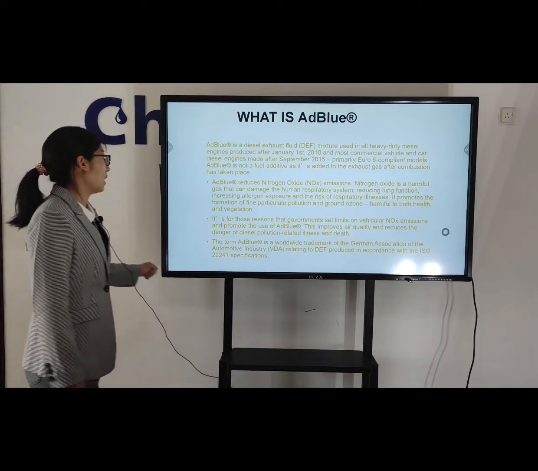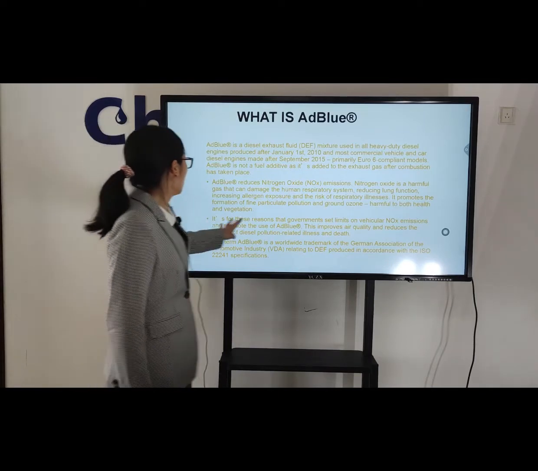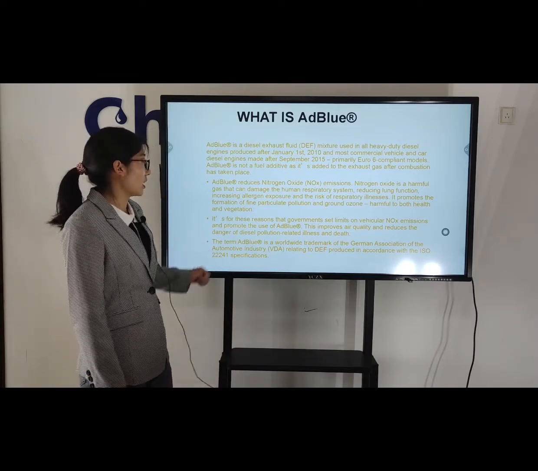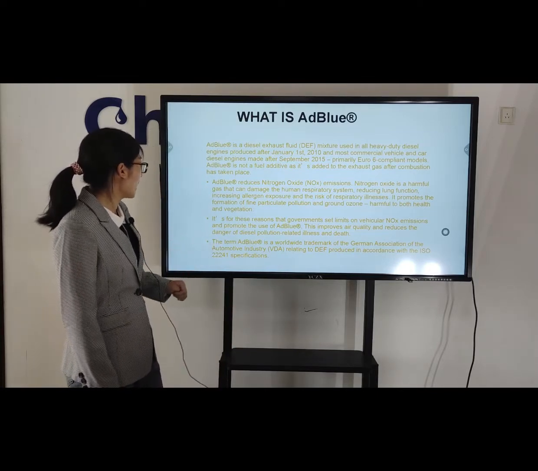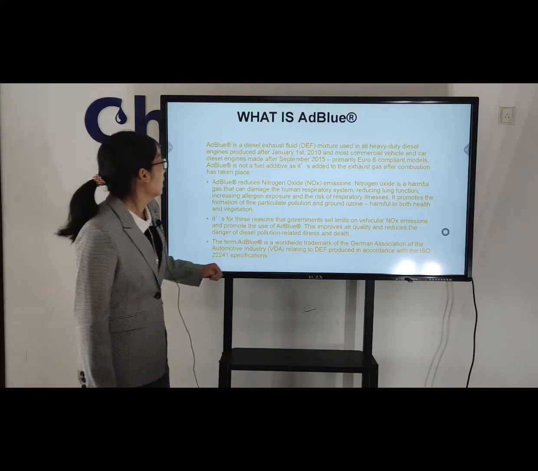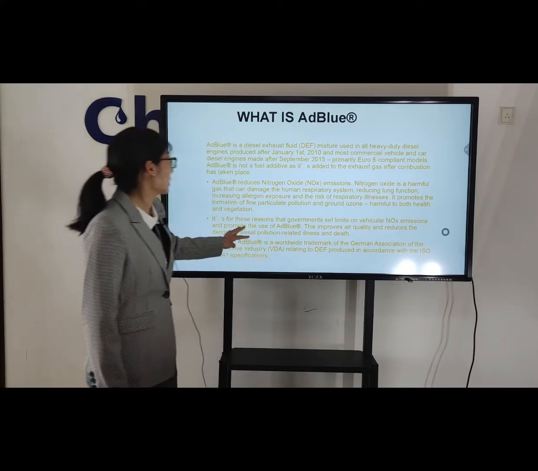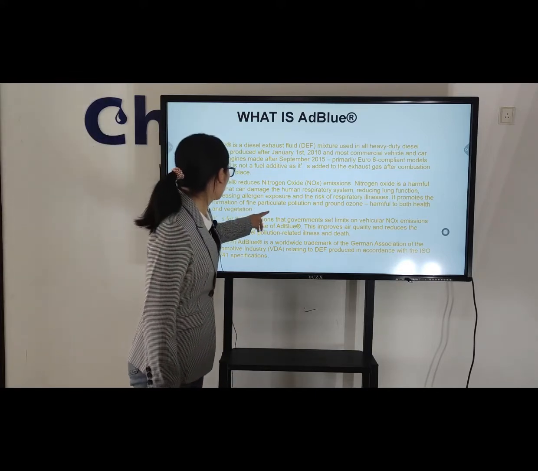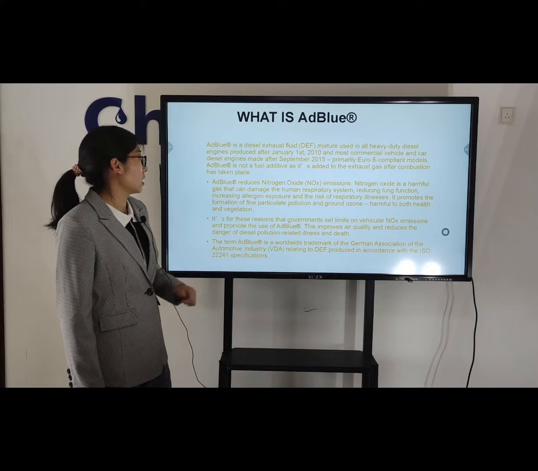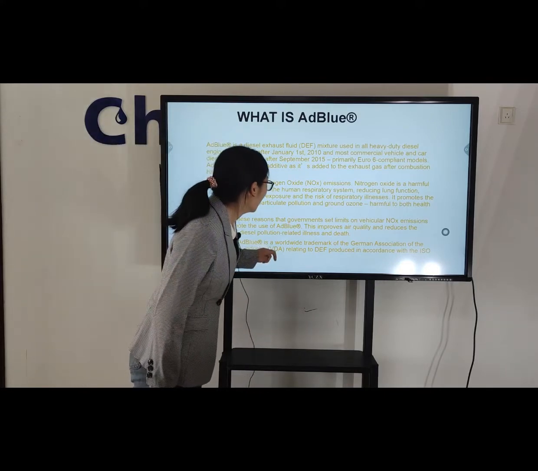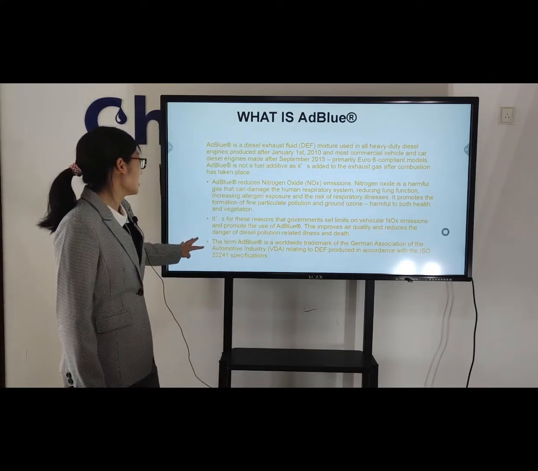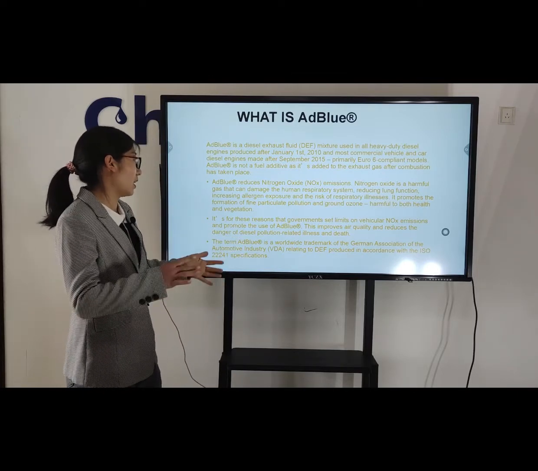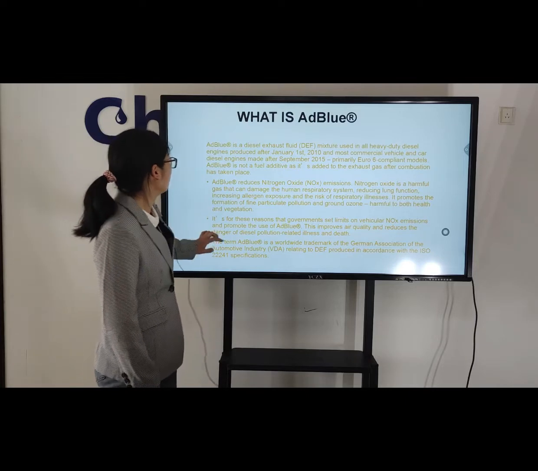Why should we use AdBlue? Because AdBlue reduces nitrogen oxide emissions. Nitrogen oxide is a harmful gas that can damage the human respiratory system, reducing lung function, increasing allergen exposure, and the risk of respiratory illness. So we should use AdBlue to reduce the harmful substances in the atmosphere. Okay?